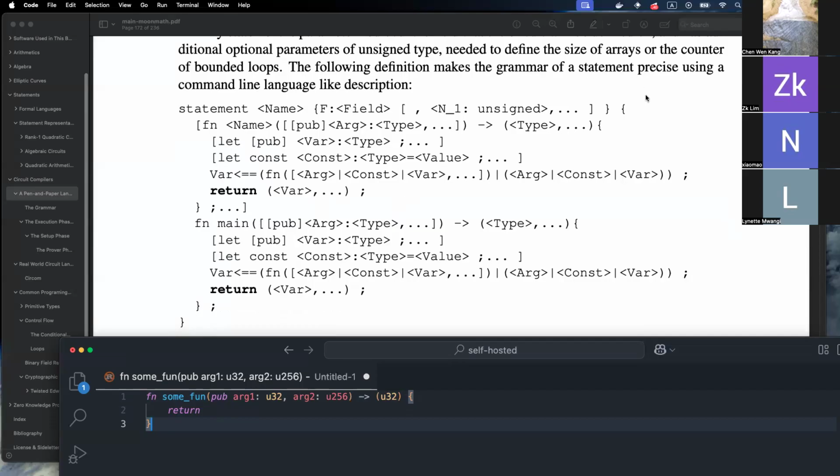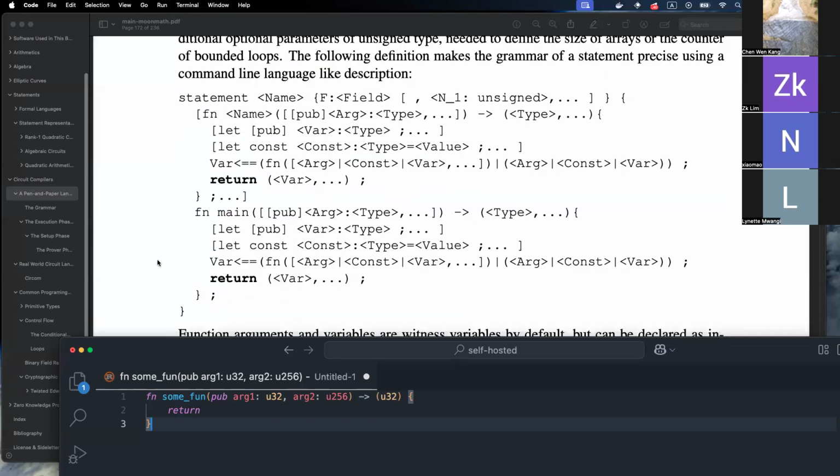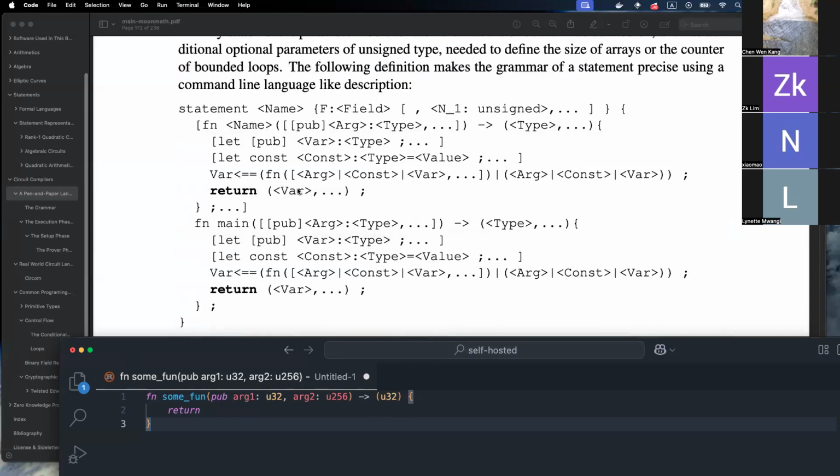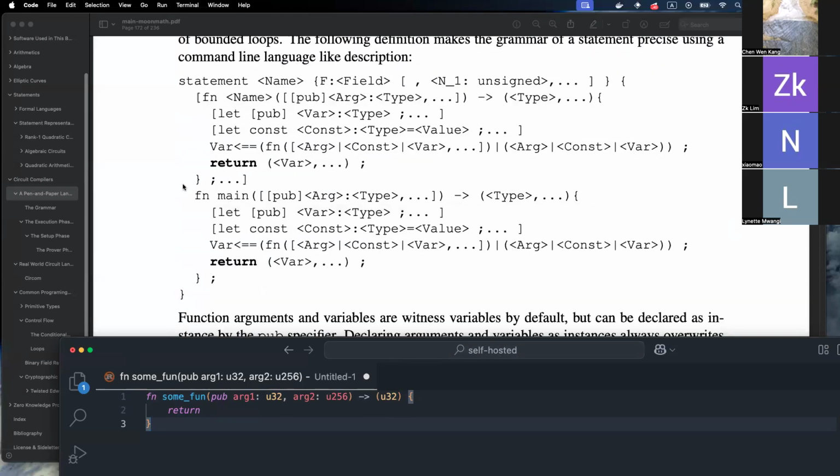So, grammar of a statement. This defines what a statement is in this particular paper language. They also define that there is a need for a main function, and this main function will also have the same constraint as the other functions. That's essentially it. So this is what this means.